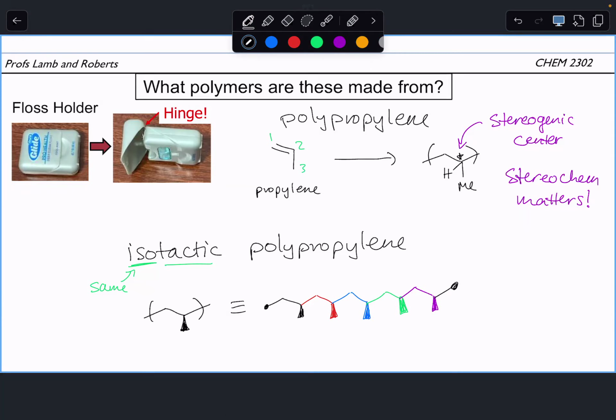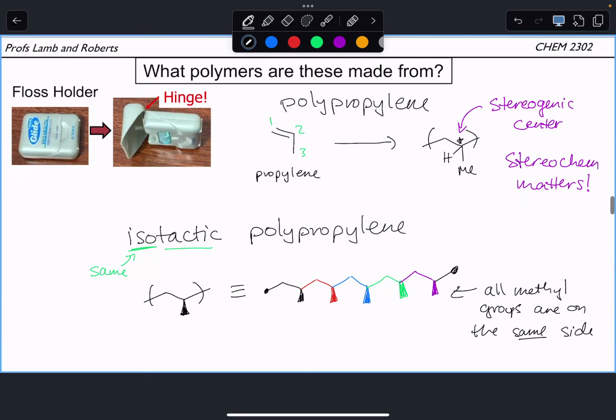And all of these methyl groups, so all of our methyl groups are on the same side. So that's why it's called isotactic, because they're all on the same side. I could have drawn them all dashed back. It doesn't matter. That would still be isotactic polypropylene because it's only the relative configuration and not the absolute configuration that matters. So again, you can tell that this floss holder is opaque, right?